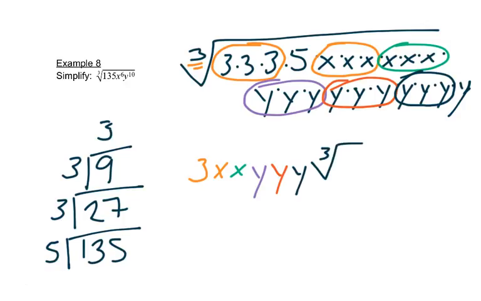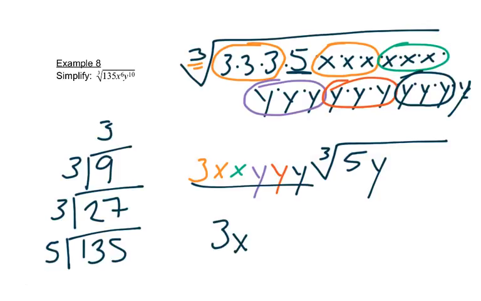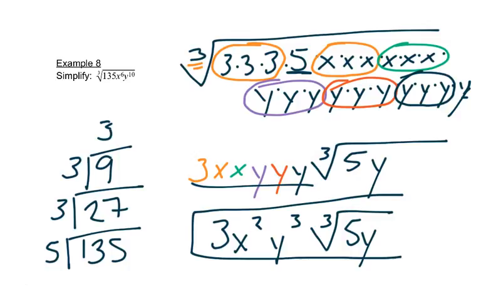And then the things that aren't circled are stuck inside. So I have a 5 stuck inside, and I have a y stuck inside. So the things outside get multiplied together. 3x squared y cubed. And then the things that are inside get multiplied together. Don't forget to write this cubed here. That will count it wrong if that's not there.